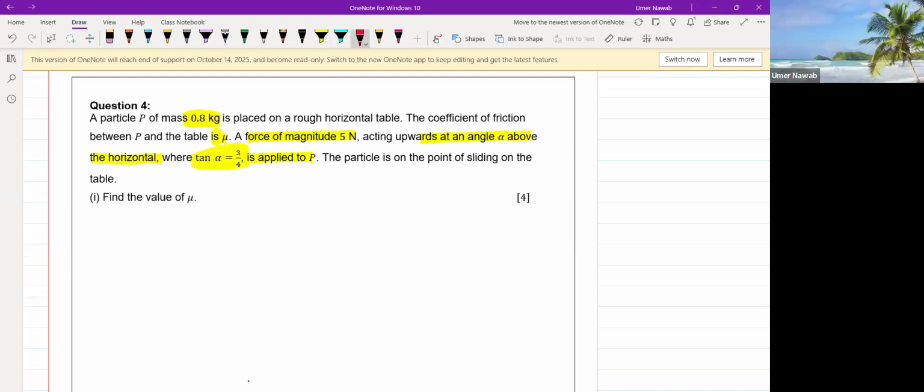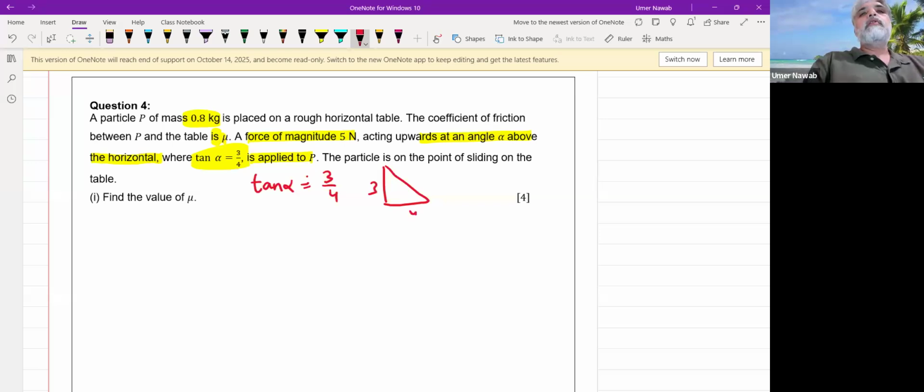I think in the class I did mention to you, if tan of alpha is equal to 3/4, I can complete a right angle triangle. This is 3, this is 4. Obviously, by using Pythagoras, this is 5. This helps me to write sine of alpha is equal to 3/5 and cosine of alpha is equal to 4/5, rather than finding the value of alpha.